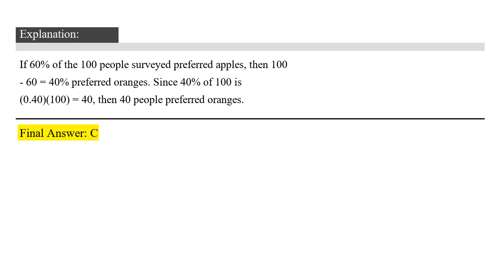If 60% of the 100 people surveyed preferred apples, then 100% - 60% = 40% preferred oranges. Since 40% of 100 is 0.40 × 100 = 40, then 40 people preferred oranges.